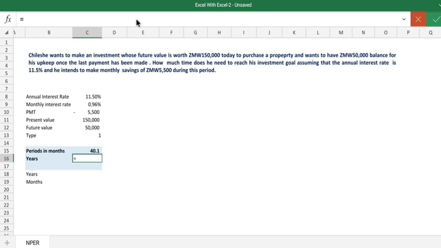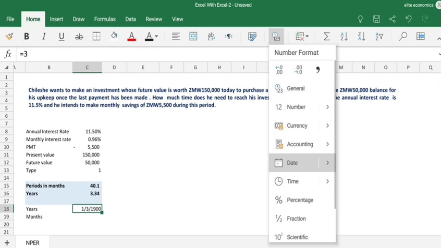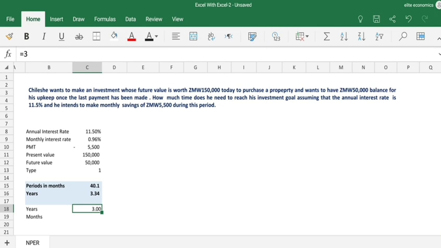To convert this to years, we divide by 12 because in a year there are 12 months. We're getting 3.34 years. Now to find the exact months and years, we know that we have 3 years already. So 3 are basically complete years.